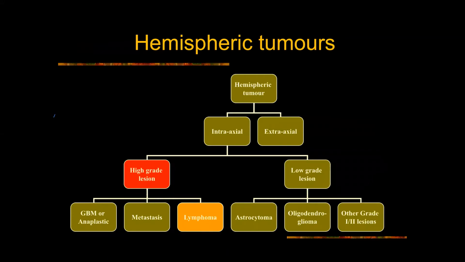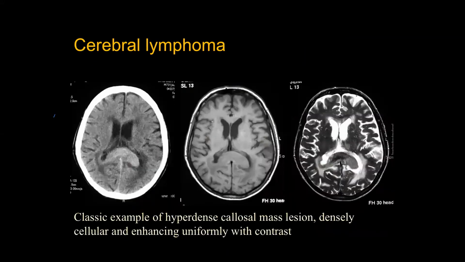So, lymphoma. The importance about lymphoma is that once you recognize it, don't whack in steroids because they will disappear. Like I said before, there are 3 things that affect the corpus callosum: lymphoma, glioma, and tumefactive demyelination.